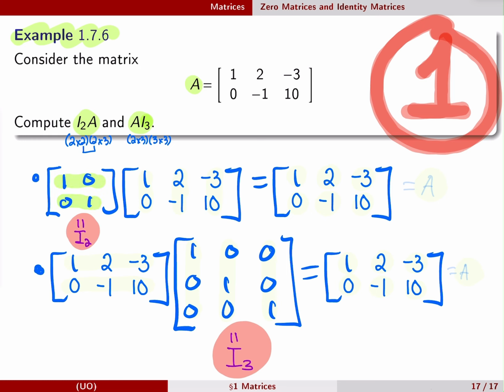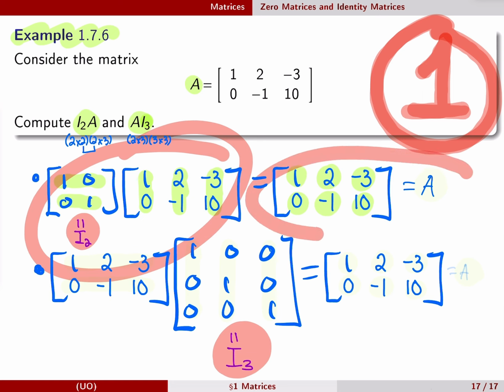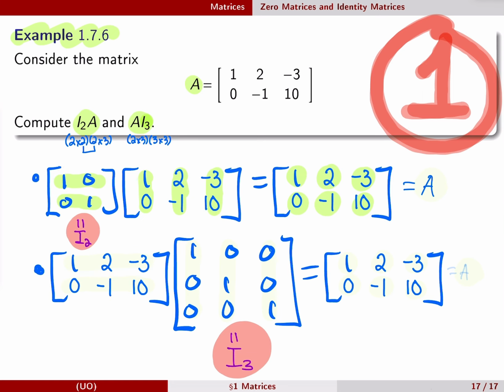So if you start with I2 and you multiply it by A, do your matrix multiplication, and you will see, when you circle the rows of I2 and the columns of A, and after you take all these columns and make them lay down on the rows of I2, double check that you get 1, 2, minus 3, 0, minus 1, 10, which is exactly, again, the matrix A. So this I2 times A, after you do that matrix multiplication, results in the matrix A again. And on the other side, it's the exact same thing.